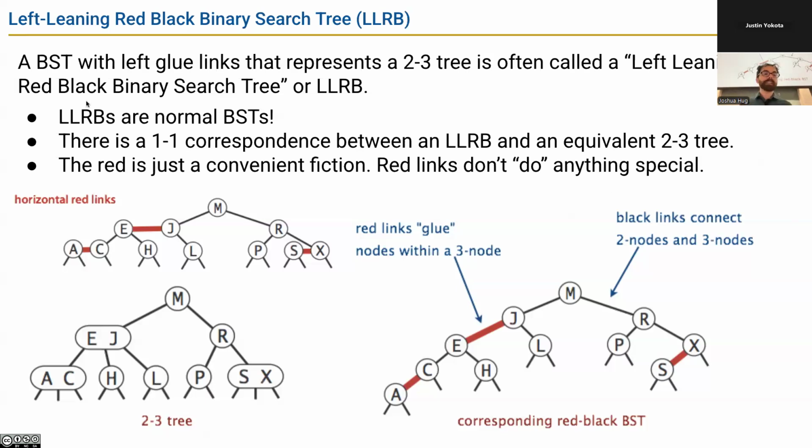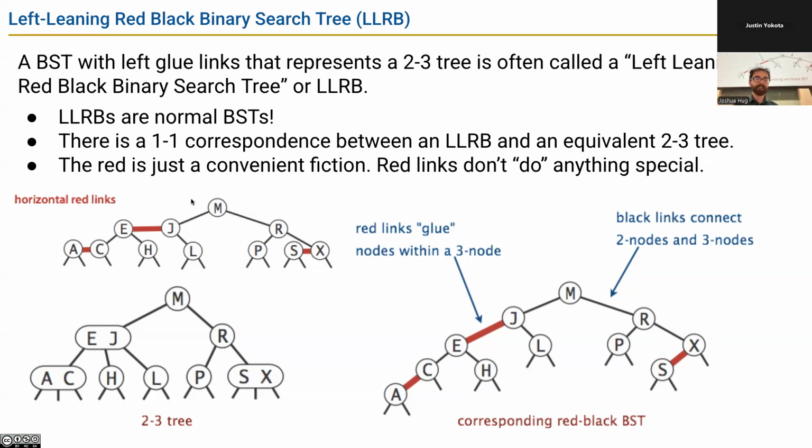So these left-leaning red-black trees, LLRBs, they're normal binary search trees. They work like a binary search tree. They just have some red in them, but if you want to find something, you don't care about the color. You ignore it. The only thing that will happen is when we add things, we're going to be paying attention to the colors. Okay? Now, there's a 1-to-1 correspondence between an LLRB and its equivalent 2-3 tree. It's 1-to-1. And that red, I'll say, is just a convenient fiction. The red links don't do anything special for the purposes of finding items.